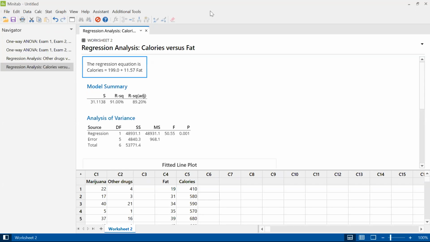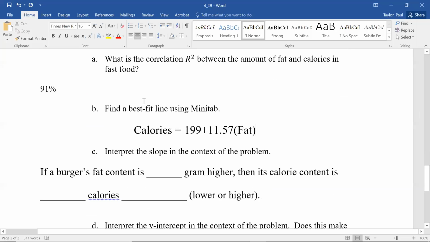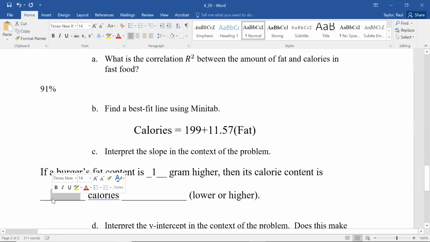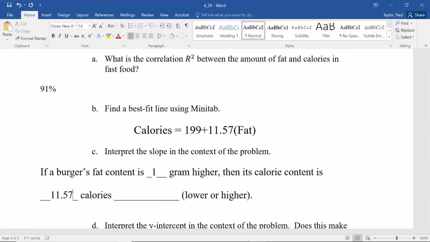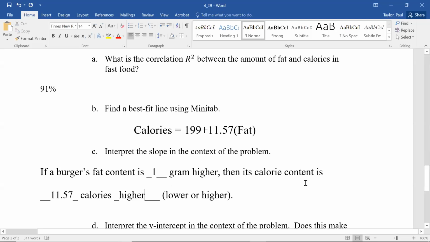So let's flip back to our Word document and answer the rest of our questions. So 91% is our R squared. The formula for our line is 199 plus 11.57 times fat. So if fat goes up by 1 gram, calorie content goes up by 11.57. And that's a positive slope, so it's 11.57 higher. When fat goes up by 1, calories go up by 11.57.